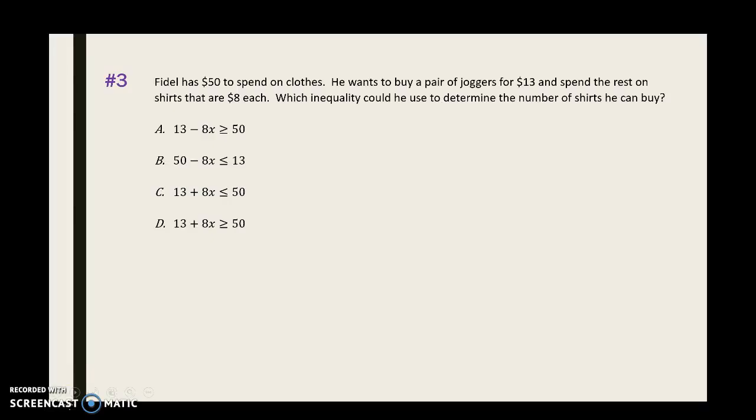Next problem, Fidel had $50 to spend on clothes. He wants to buy a pair of joggers for $13 and spend the rest on shirts that are $8 each. Which inequality could determine the number of shirts he needs to buy? So you want to determine the number of shirts he can buy. He's buying joggers for $13. And then shirts that are $8 each. 8 each means what? Multiply. So we're doing $8 for each shirt and the joggers. So plus 13. And he has $50 to spend. So I'm going to put this here.